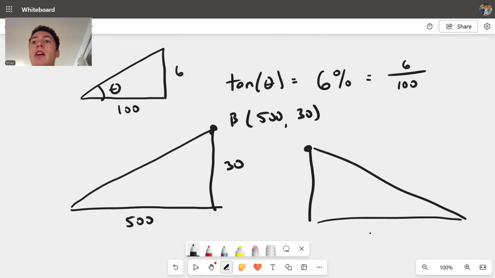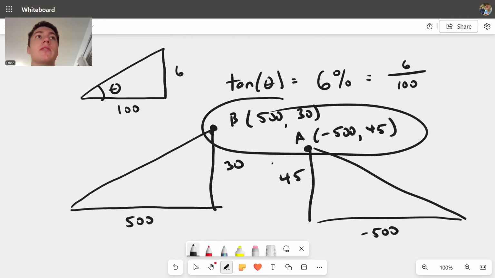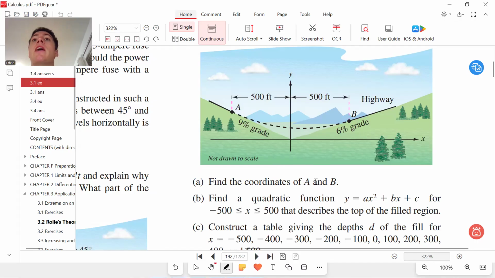Now, the same thing is true for A. Now we have a negative 500 here, and this was a 9% grade, but we need to multiply that by 5, so we get 45. And our point here is negative 500, 45. So that's our answer for part A. We have our 2 points. Now we get into the calculus.